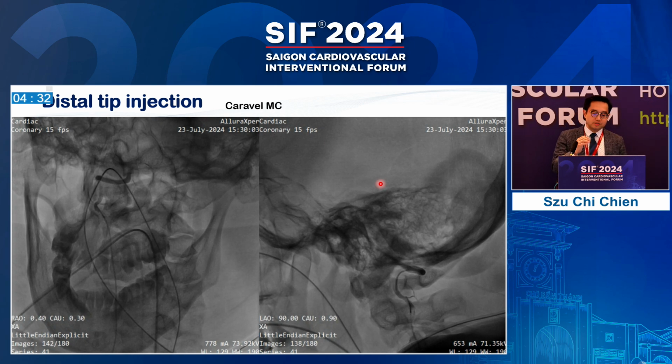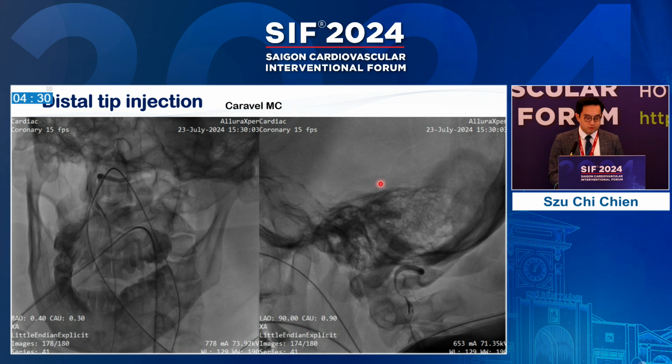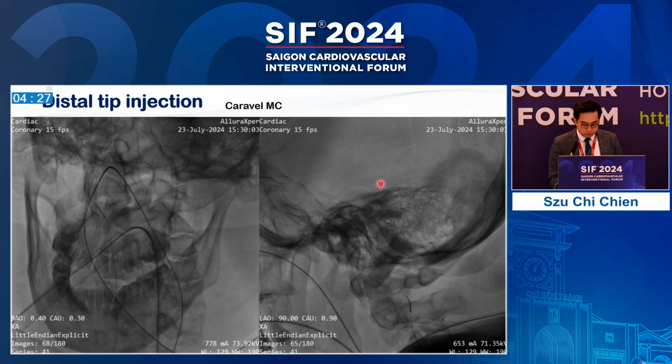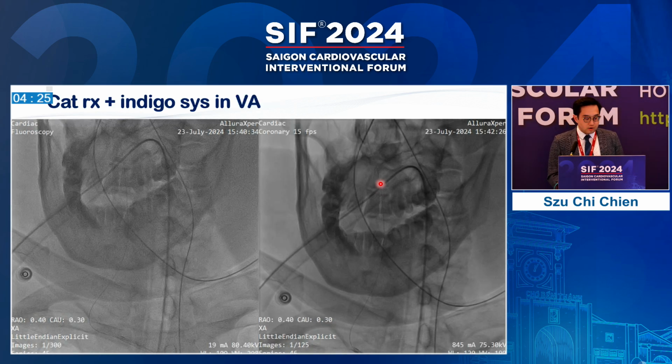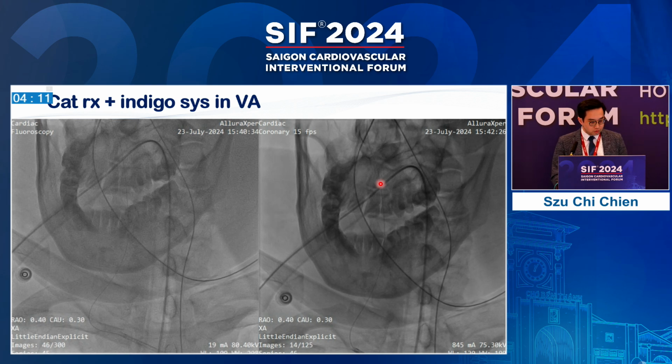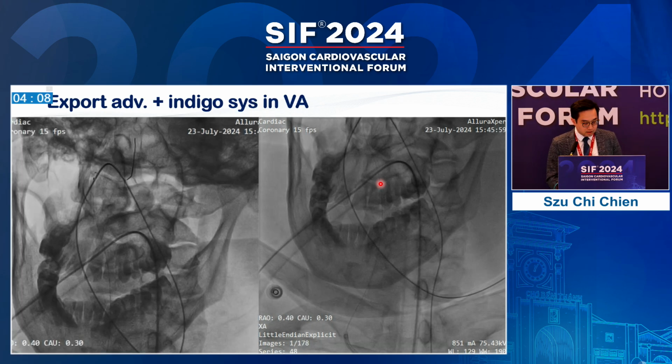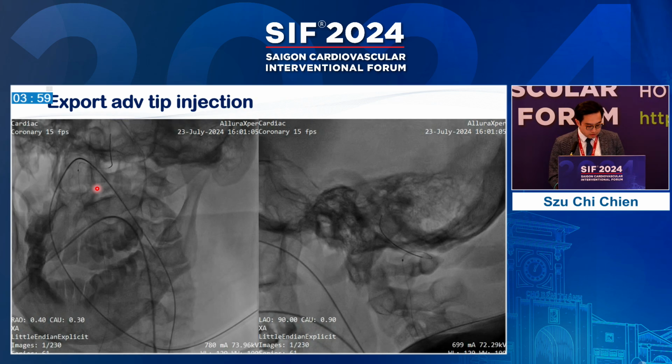So I think the thrombus is only inside the vertebral artery, not involved in the basilar artery. So I started to use the CAT-RX and Indigo system to try thrombo aspiration in the vertebral artery, but it cannot be advanced. So I changed to connect with the Export Advance. Export Advance can reach here. So I do aspiration several times. Then I do the tip injection.